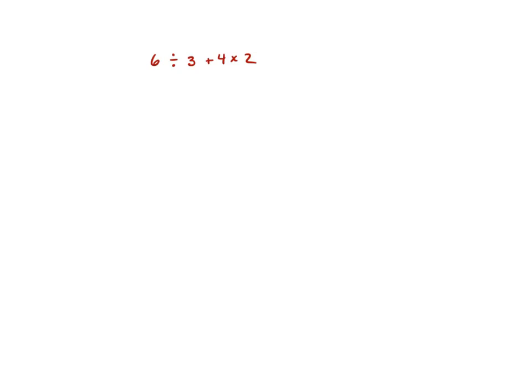In this next example, we've got division there, multiplication there. We just work from left to right. So we'll do our division first. I'll move that over just a little bit. 6 divided by 3, 2. 4 times 2. I can do my multiplication next, and then lastly my addition.